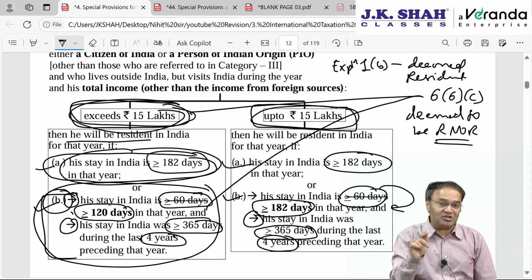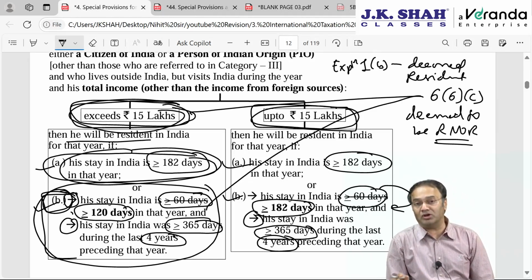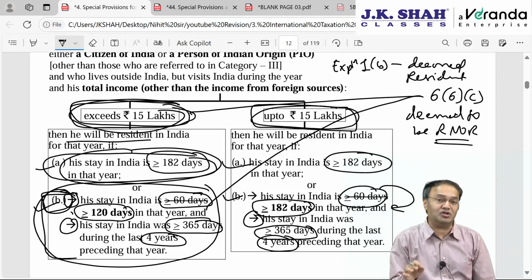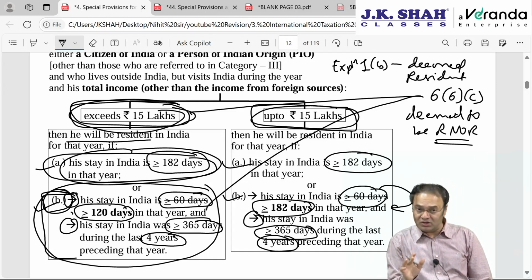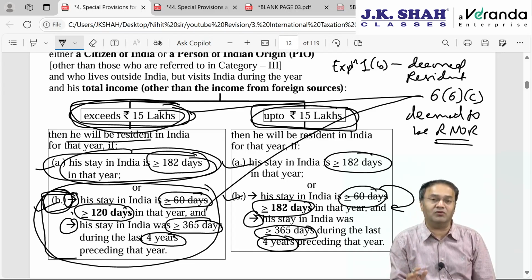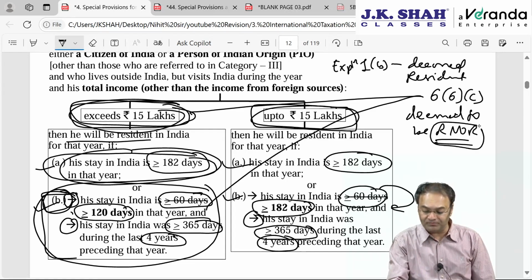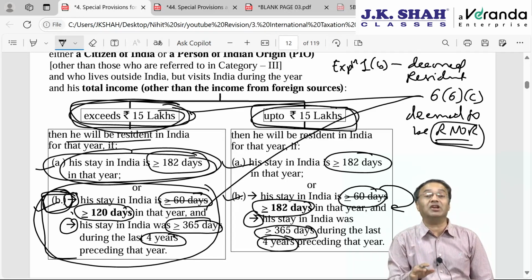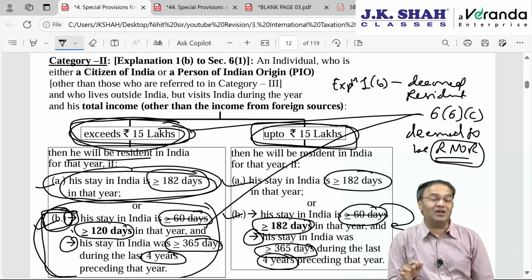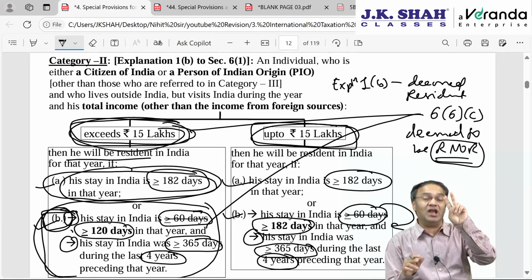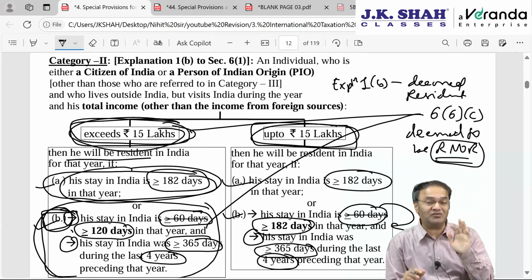However, if he becomes a resident in India because of the second basic condition, then you don't have to bother about additional conditions. There are 2 additional conditions, you know about it. Even if the 2 additional conditions are not satisfied, then also he will be deemed to be RNOR. Or even if they are both satisfied, then also he will be deemed to be RNOR. Okay, provided his Indian income exceeds 15 lakhs and he becomes a resident in India because of the second basic condition.